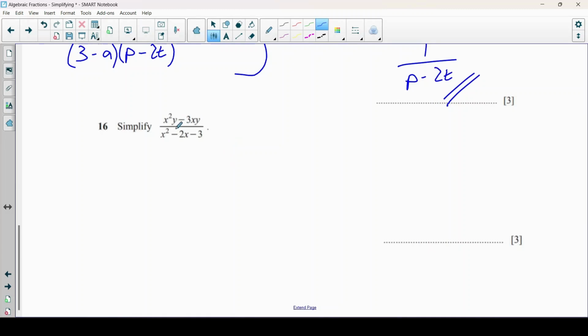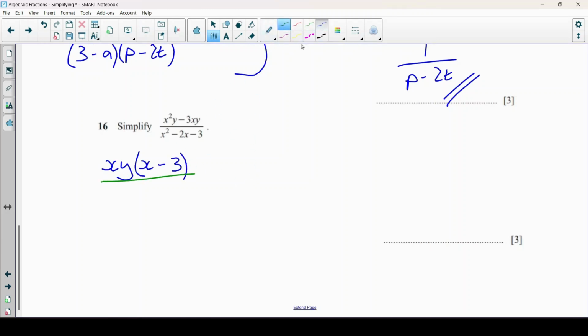The top of this one, it doesn't look like the difference of two squares, so I think it's just a single bracket. So let's take x and y out, so x, y, brackets x minus 3. So that's the top already done.